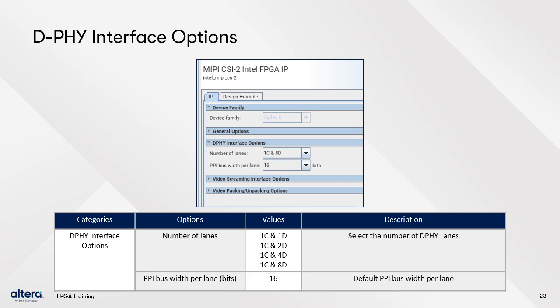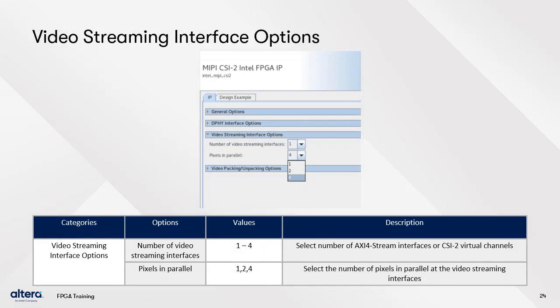It currently defaults to 16 bits per lane. For the number of lanes, select 1 clock and 1 data, 1 clock and 2 data, 1 clock and 4 data, or 1 clock and 8 data. In the video streaming interface options section, choose the number of AXI4 stream or CSI2 virtual channels that will share the IP from 1 to 4. Then select the number of pixels to stream in parallel, either 1, 2, or 4. See the IP user guide for more details on CSI2 virtual channel support.